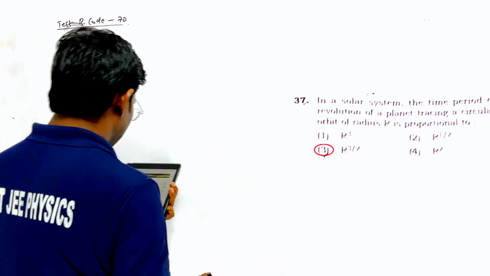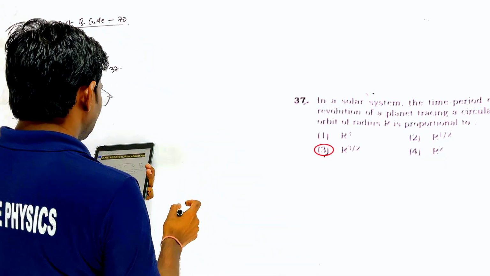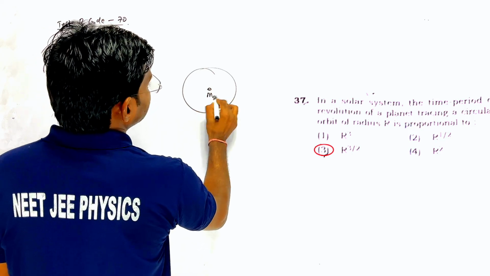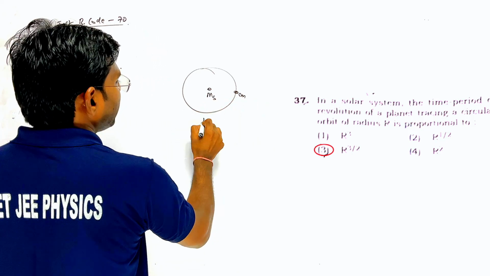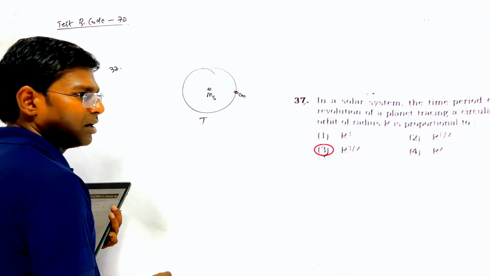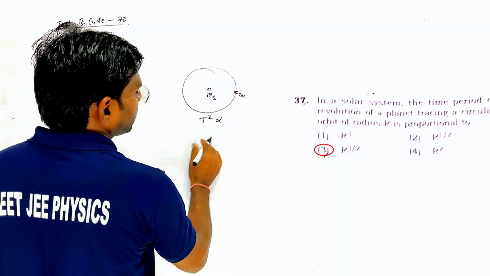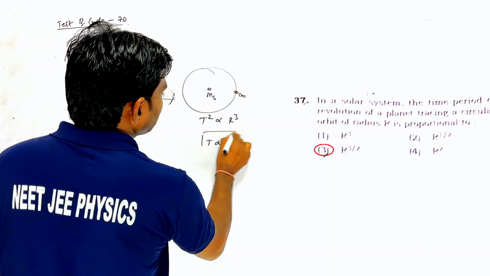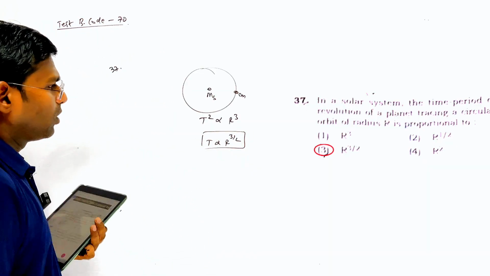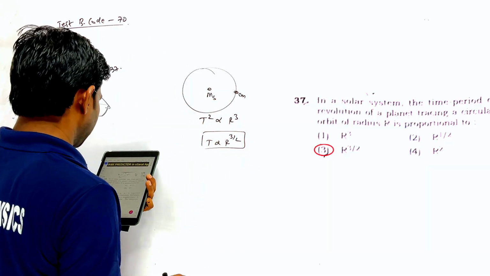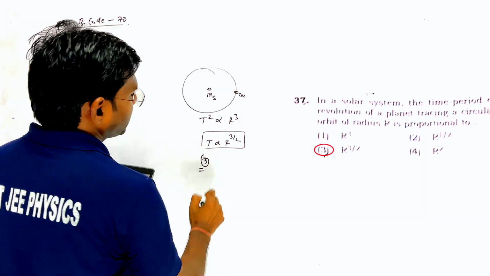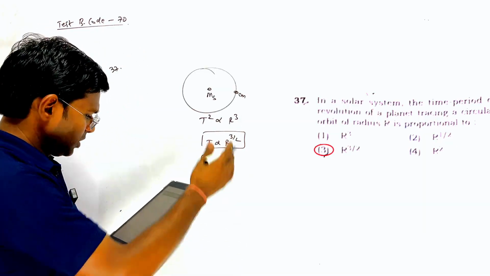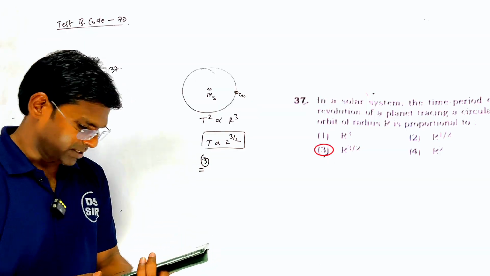So read question number 37. This is the easiest question of this exam, right? Solar system, the time period. This is the mass of the sun and the mass of the planet. We have seen it many times. Kepler's third law: the square of the time is proportional to r cube. Therefore T is proportional to r to the power 3 by 2, whether it is elliptical or circular motion. So the third option is the correct option. Definitely, I hope you have done this question correctly. Comment your answer if you have done it correctly.